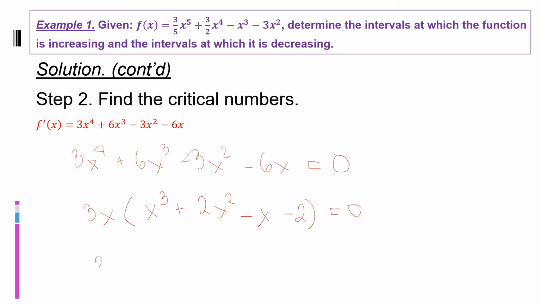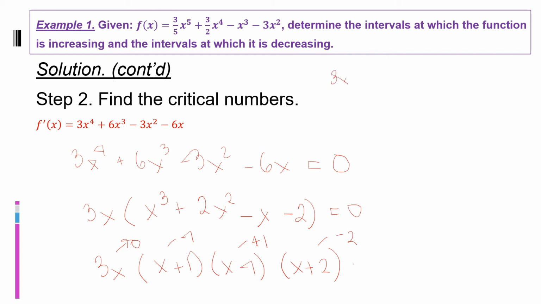Okay? Or that is 3x. Pwede niyong gamitan ng synthetic division at makikita ninyo na ang kanyang factors ay x plus 1, x minus 1, and x plus 2. Therefore, our critical numbers are, for this, we have 0, we have negative 1, we have positive 1, and we have negative 2. Paano natin yung nakuha?